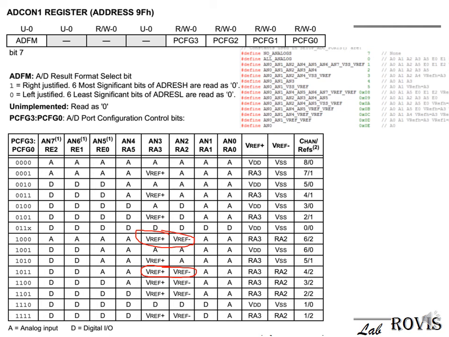For example, we use A0 as the analog input, and we use this one as the reference power. So we have to choose this one. And in the CCS compiler, for the setup ADC ports, they already define the names for you. You just pick one and use it.